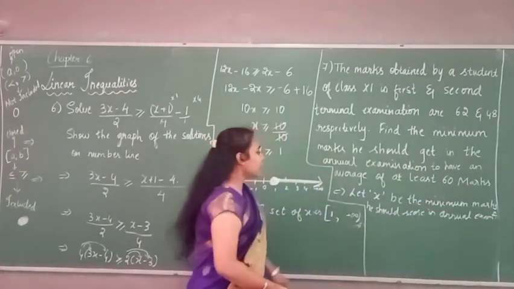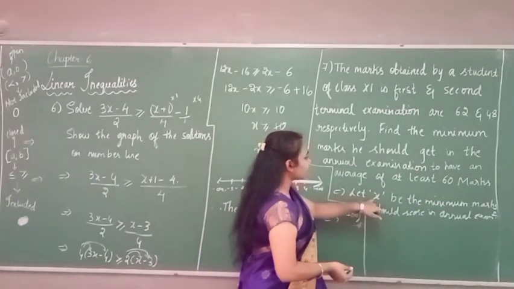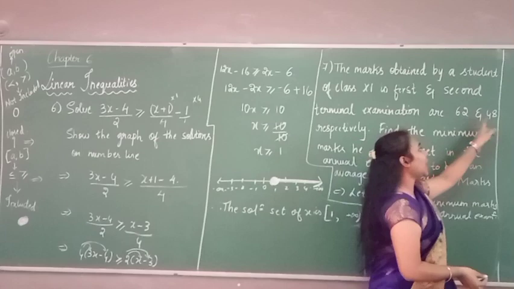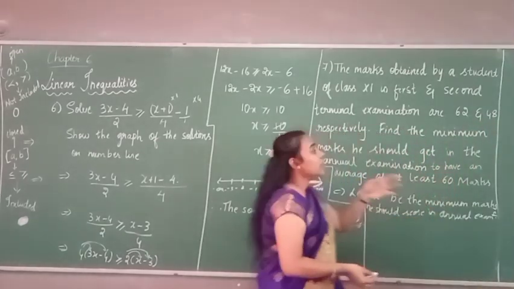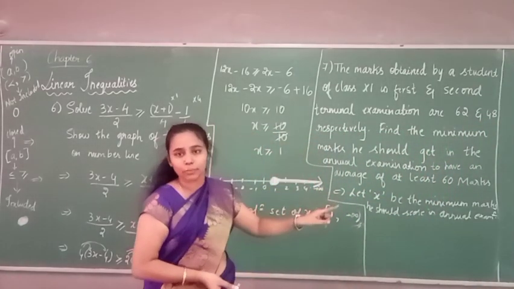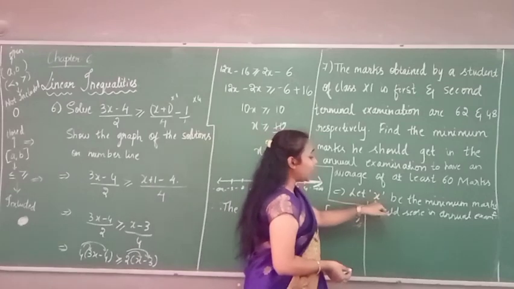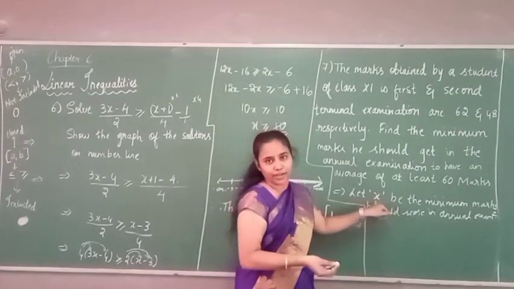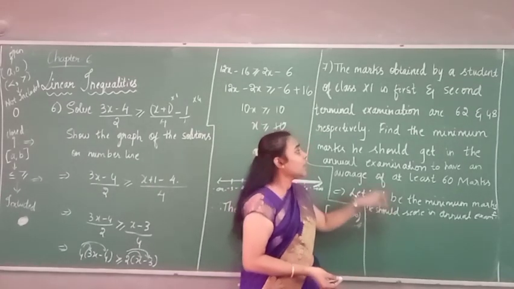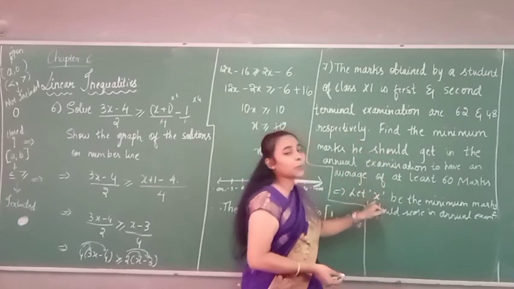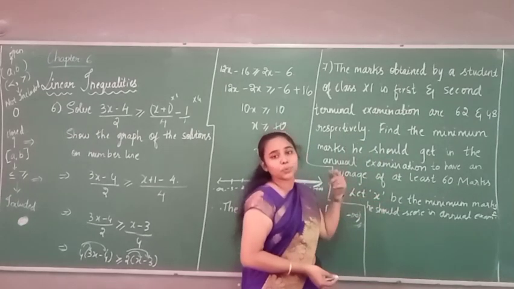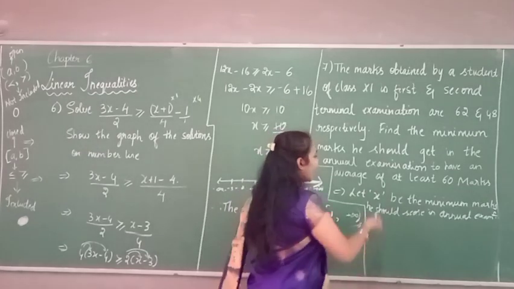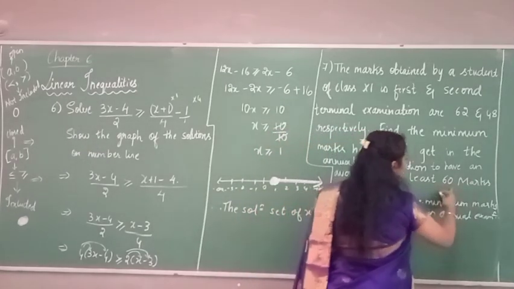Is it clear? So now we already know the first value and the second value, which are nothing but the first term exam marks and the second term exam marks. And the annual examination marks, as we need to find out, taking the average of the first, second and third one, we have considered it as x, because we need to find out that value, and they have said average of at least 60 marks.